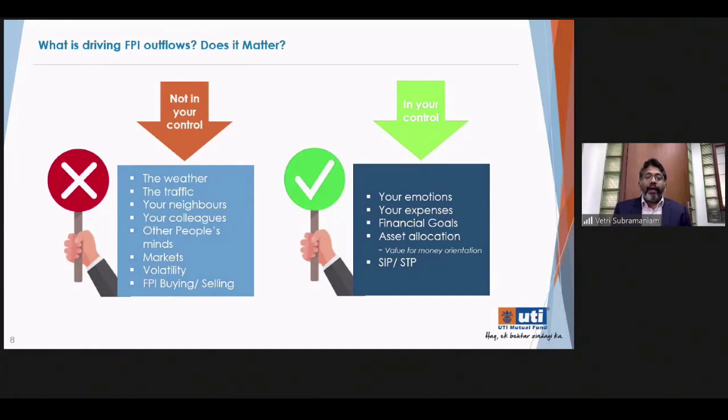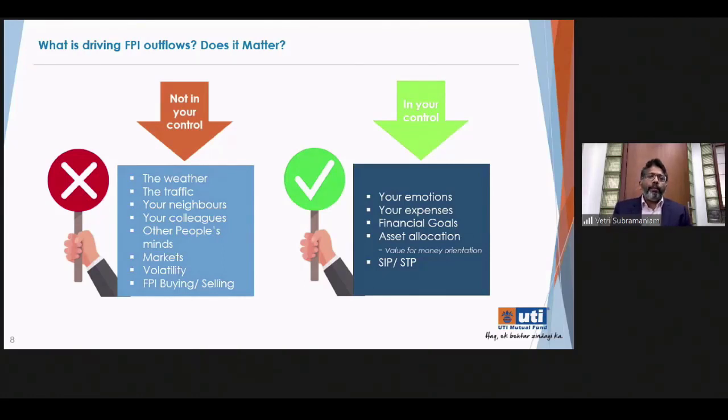What is in your control? Asset allocation. And how should you think about asset allocation? In line with your financial goals, but there needs to be a value for money orientation. So when you find an asset class attractive, you put more money in it. When you find an asset class unattractive, you take money out of it. Just as you would do that, remember, there are foreign institutional investors of different kinds sitting all over the world. They have options to go anywhere in the world, and they do choose at times to either do asset allocation calls because they need to rebalance their portfolios, or they might be taking country choices. The other thing which is in your control is SIP or STP.